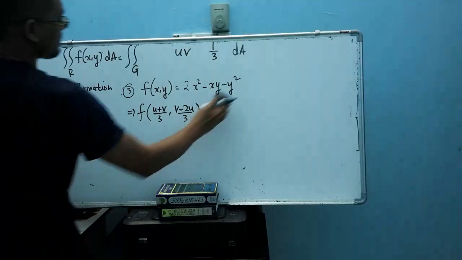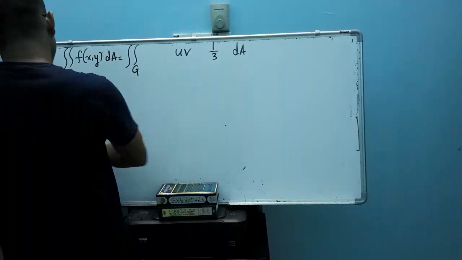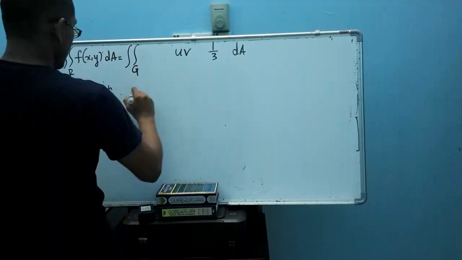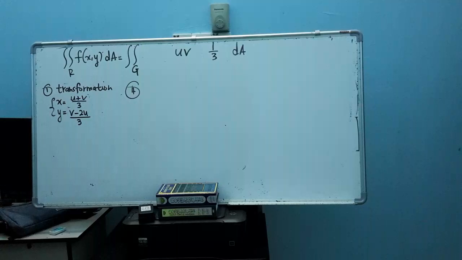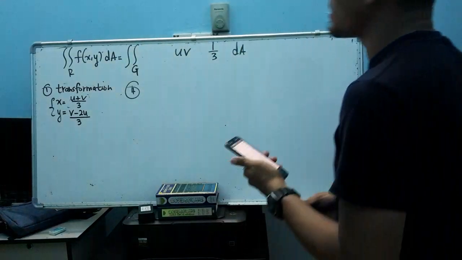So the fourth step. Now we need to find the G here. This will be the difficult part here. So now let's find G here. Let's discuss how to find the G.